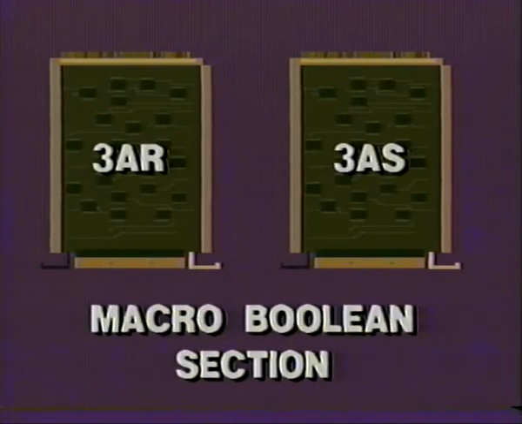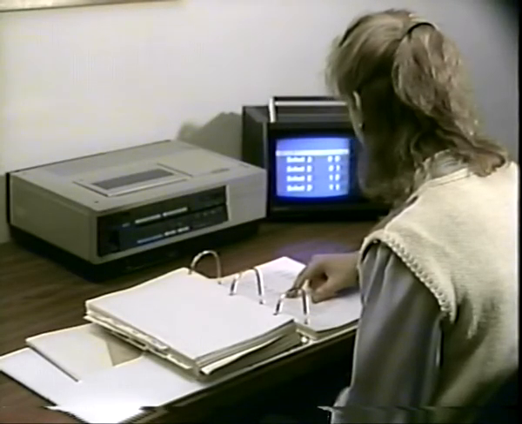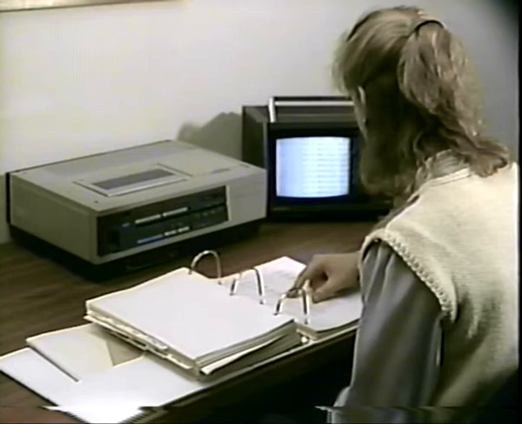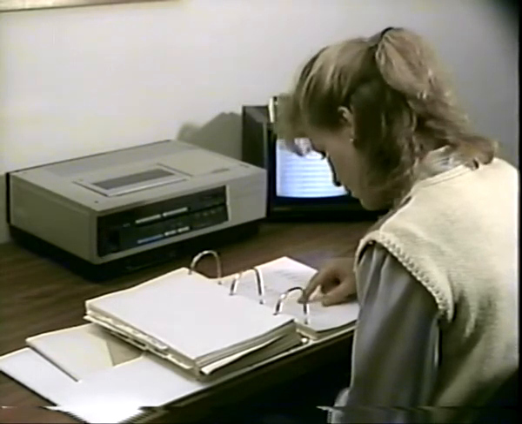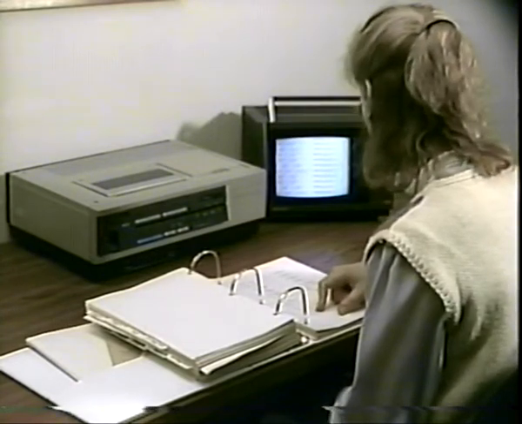In this next section, we're going to follow some terms through the 3AR and 3AS macro Boolean. This section will not provide a complete understanding of the 3AR or 3AS modules. It is designed to simply give the viewer a brief exposure to the technique of reading macro Boolean. It is suggested that you have copies of the 3AR and 3AS Boolean readily available as you watch this next section. This will make it easier for you to follow along with the videotape.